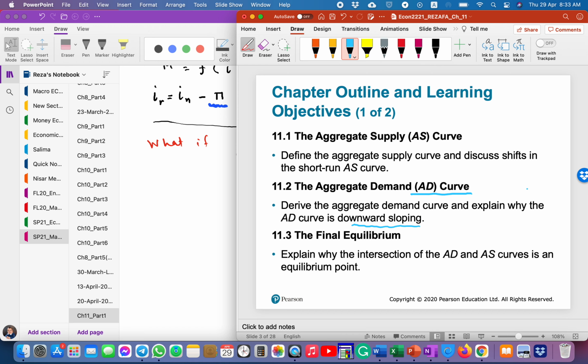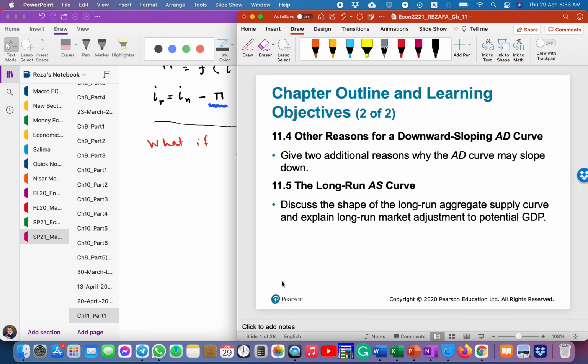So how can we derive the aggregate demand and explain why it's downward sloping? We are expecting the aggregate demand to be downward sloping and the aggregate supply to be upward sloping. That's what we want to do, and then we put them into equilibrium. So we have Y and P and the equilibrium of aggregate supply and aggregate demand. And as a follow-up of this chapter, we will explain a little bit more about the reasons why aggregate demand is downward sloping.